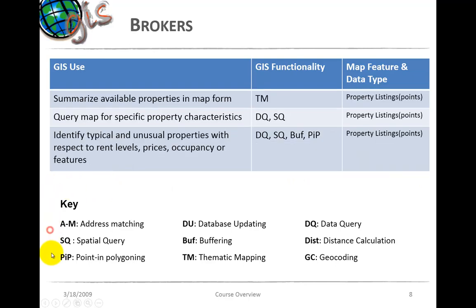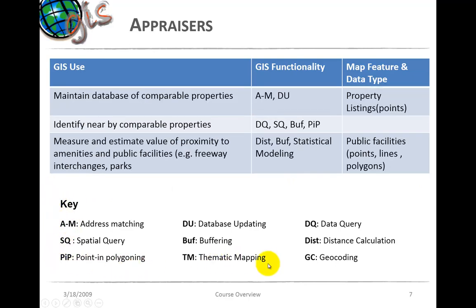If you pay close attention to the key here: AM is address matching, DU is database updating, DQ is data query, SQ is spatial query, buffer is buffering, distance is calculation of distance, PIP is point in polygon, TM is thematic mapping, and GC is geocoding. These are all the things that we already know how to do. So we'll associate the activity with the type of functionality that this particular real estate analyst uses.